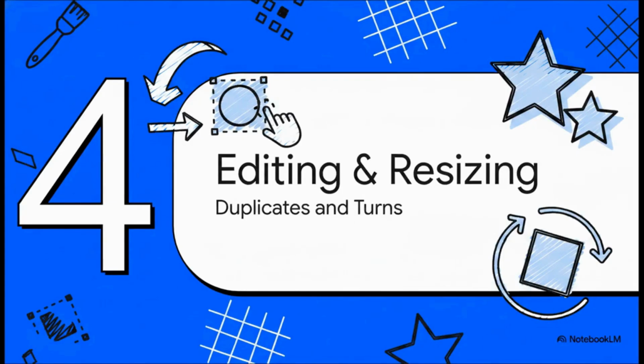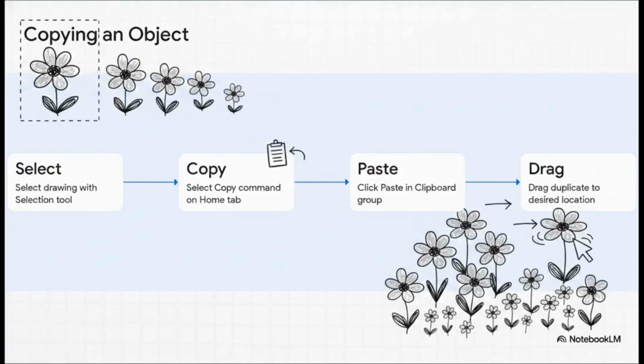Section 4. Editing and resizing pictures. Let's say you've drawn a beautiful flower, and suddenly you decide you want an entire garden. You definitely don't have to draw it 20 times. To make a copy, just follow these simple steps. First, select your art using one of those selection tools we just talked about. Second, hit the copy command up on the Home tab. Third, click Paste. Instantly, a duplicate appears in the top left corner of your drawing area. Fourth, and finally, just click and drag your brand new duplicate wherever you want it to live.